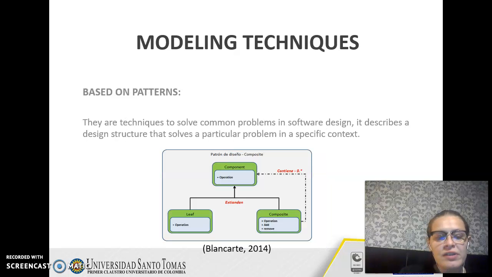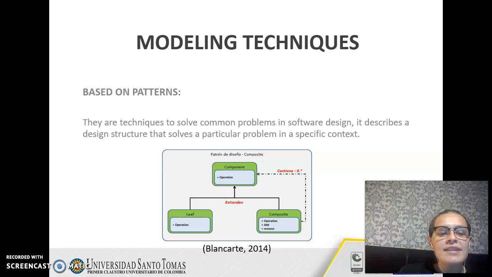Based on patterns or design patterns. They are techniques that are common in software design. They describe a design routine seeking to solve a particular problem or a programming paradigm. There are different types of design patterns. In this slide, I show the composite pattern diagram.